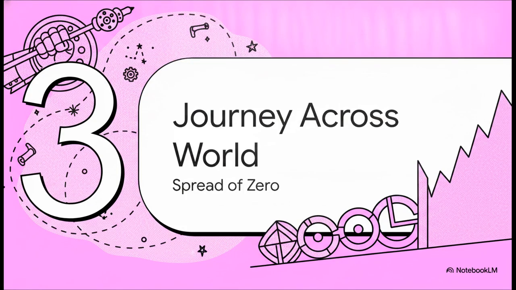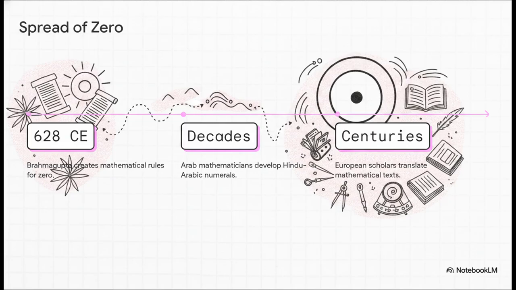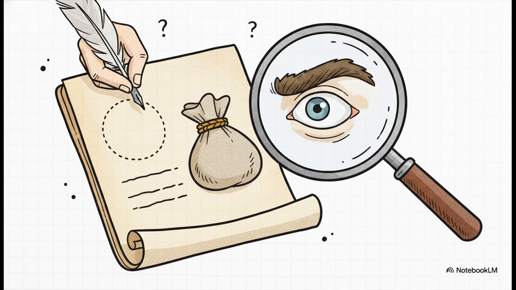Now let's jump to Chapter 3, the underdog's journey. Because despite its undeniable brilliance, zero was definitely not an overnight success. The idea spread slowly. From its birth in India, it traveled to Persia, to the broader Islamic world, where Arab mathematicians developed the Hindu-Arabic numeral system, and then eventually scholars carried it all the way to a highly skeptical Europe. And when I say skeptical, I mean severe resistance. People flat out rejected it at first.